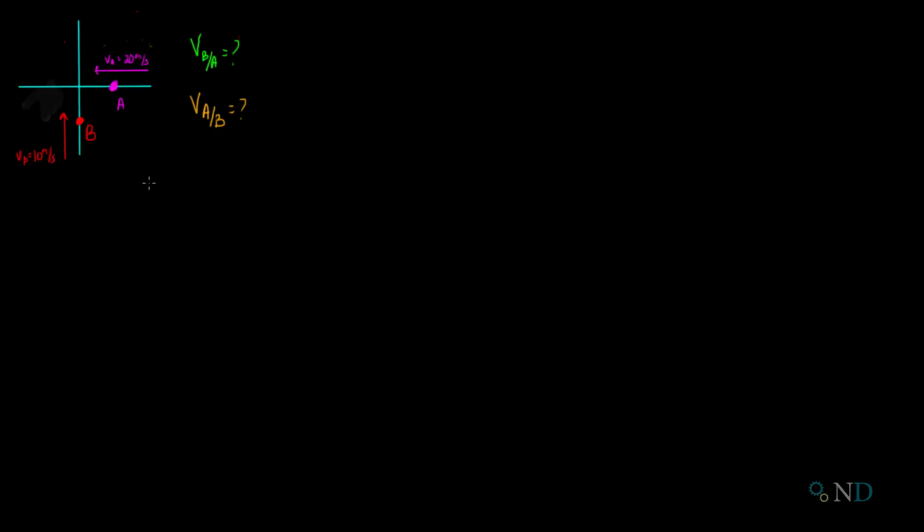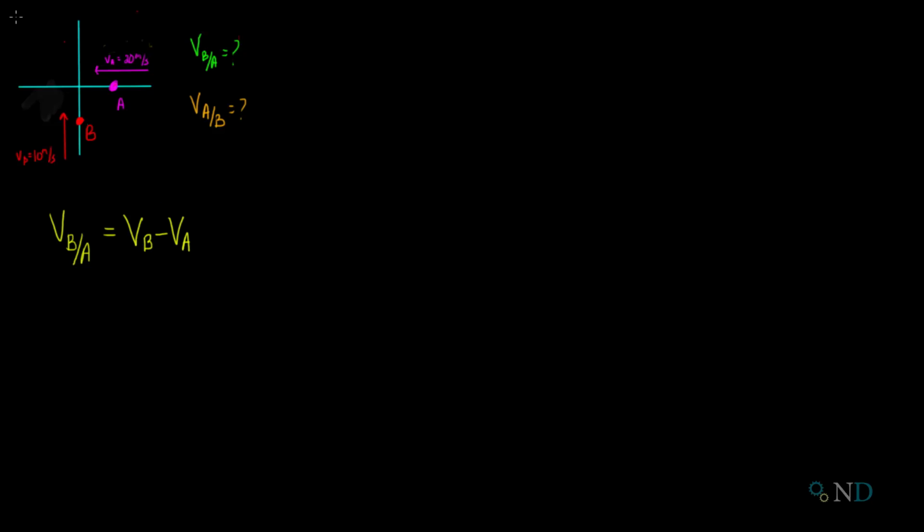Now, let's take the velocity of B with respect to A and rewrite this in a different way. We can rewrite this as the velocity of B minus the velocity of A. And it's important to take into account which velocity is on top of the bar and which is at the bottom of the bar. So the velocity of B is going to come first, and then you're going to subtract the velocity of A.